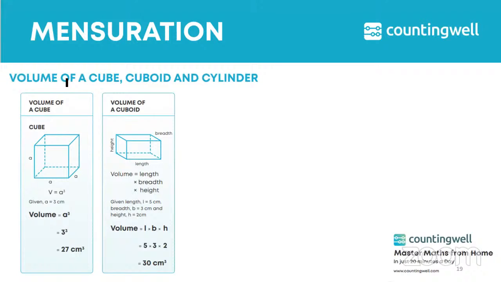Let us see how to find volume of a cube, cuboid and cylinder. For a cube, it is nothing but a cube. So if a is 3 centimeter, we have 3 cube, which is 27 centimeter cube. To find volume of cuboid, we multiply the length, breadth and height. So for the length, breadth and height, 5 centimeter, 3 centimeter, 2 centimeter respectively, we'll multiply and we'll get 30 centimeter cube.